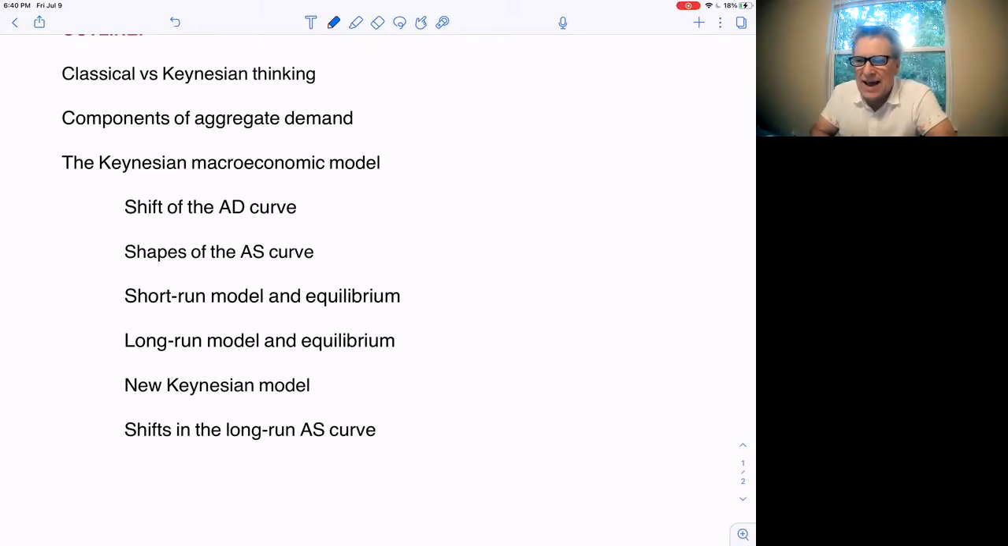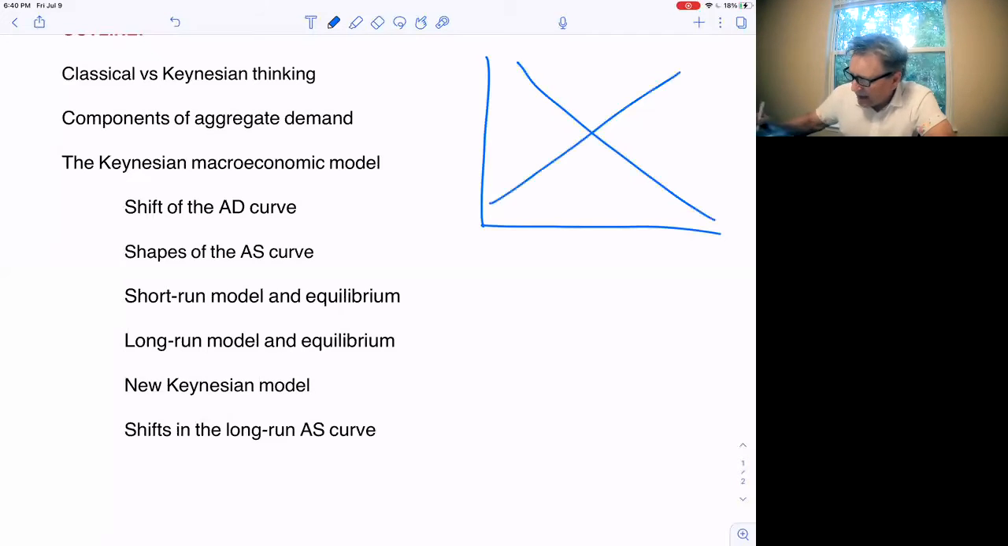what constitutes aggregate demand. So we're going to just take supply and demand, but apply it to the entire economy. We'll call it aggregate demand, the demand for everything in the economy. And for the upward sloping supply curve, we'll call it aggregate supply, the supply of everything in the economy. And then look for an equilibrium.